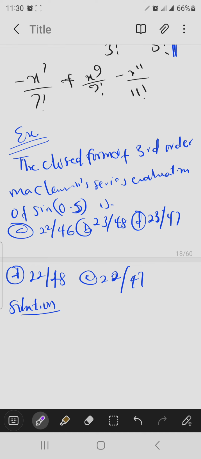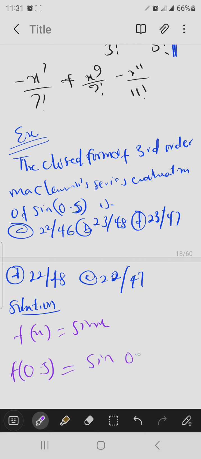Now, another question. The question is the closed form of a third order Maclaurin series evaluation of sine 0.5 is these options. So how do we do that, of sin x? So what you are going to do is that, sin x equals to, no, sorry, f of x originally equal to what? Sine x. So now f of 0.5, because what? Sine 0.5 that we are given in the question.